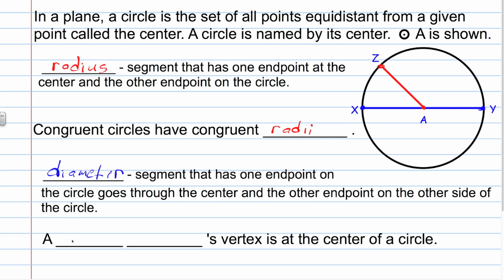Finally here, a central angle. A central angle's vertex is at the center of a circle. So here we have a couple central angles. We could have angle XAZ right in here. That could be a central angle. We could have angle YAZ. That could be a central angle. So some review of basic parts of a circle.